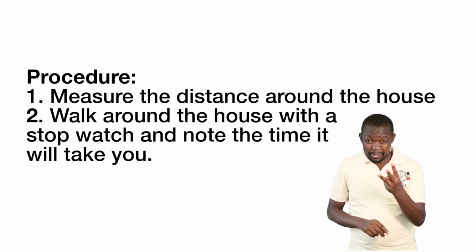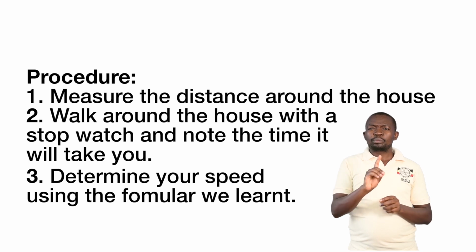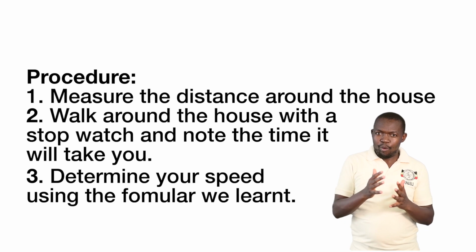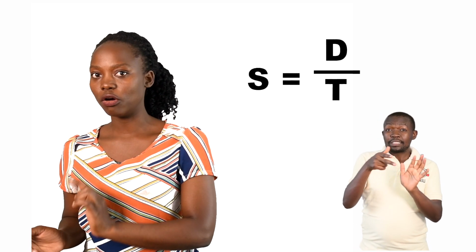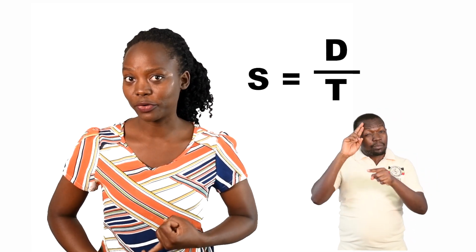Procedure number 3, determine your speed. How will you determine your speed? Let me give you a hint. You're going to use the formula we've learned today that says speed is equal to distance over time. But remember, you've already calculated the distance around the house, and you've already determined the time it has taken you to cover that distance. So get that information, feed it into the formula, and determine your speed.